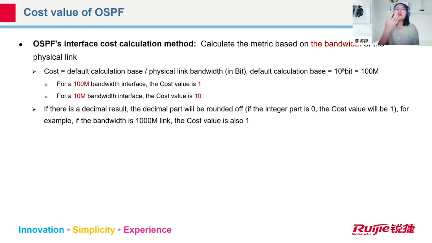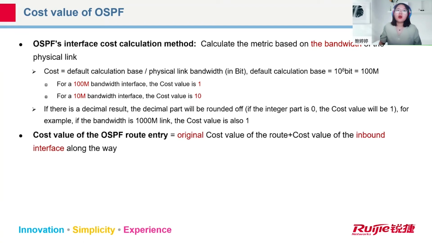And there is a decimal result. We say 100 Mbps, the cost value will become 1, right? If your bandwidth is 1 gigabit, the cost value also will become 1. That means the smallest cost value is 1. Okay, and as we know, if we have the path of 100 Mbps and 1 gigabit, we want to select the 1 gigabit link, right? And how to let the OSPF know that 1 gigabit is better?